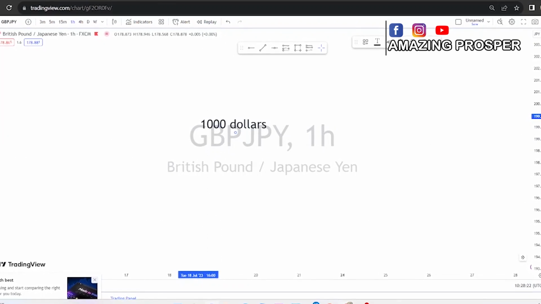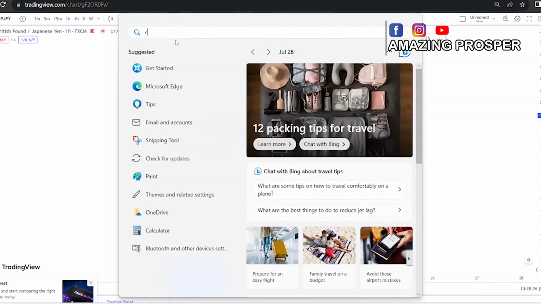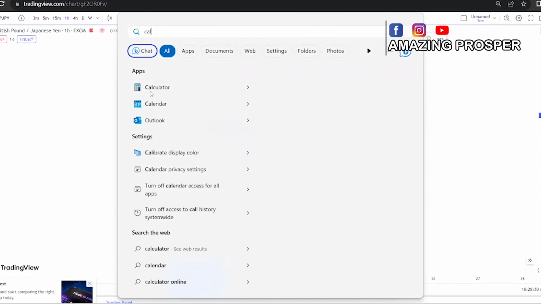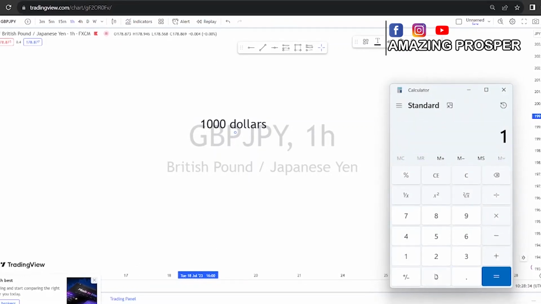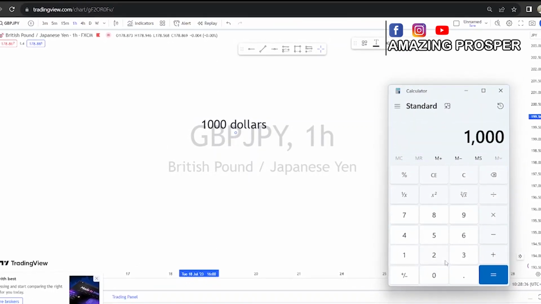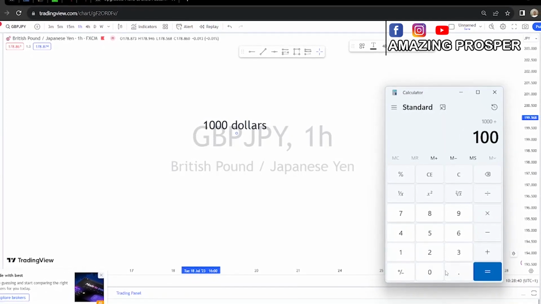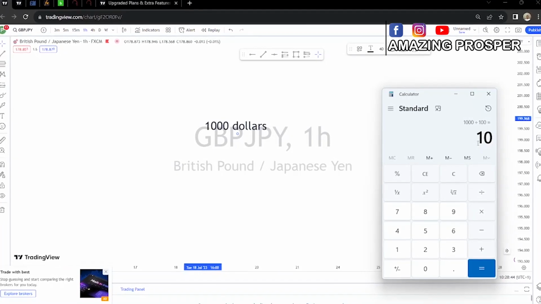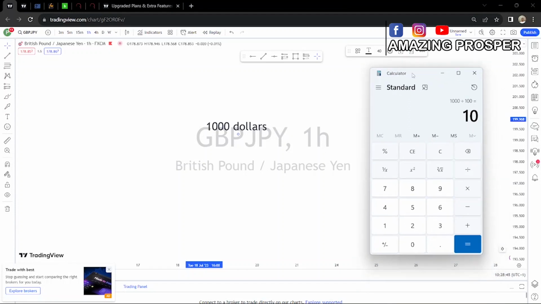How I do mine is very simple. I pull out my calculator this way. I take $1,000 divided by 100. So the 1% of $1,000 is $10. Do you understand? So this $10, I will be risking only $10 on the trade.